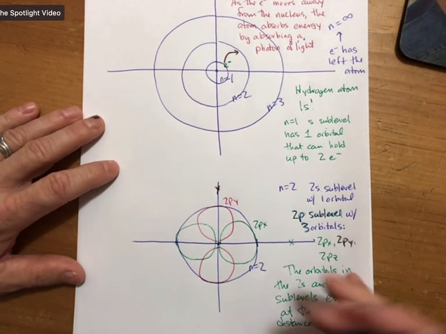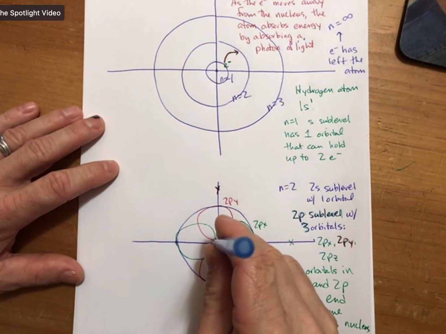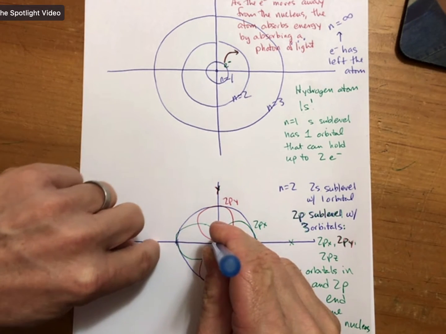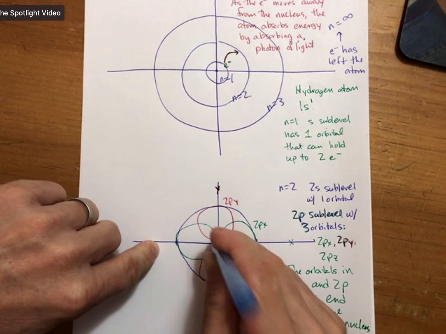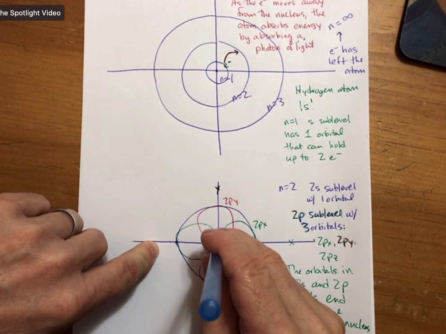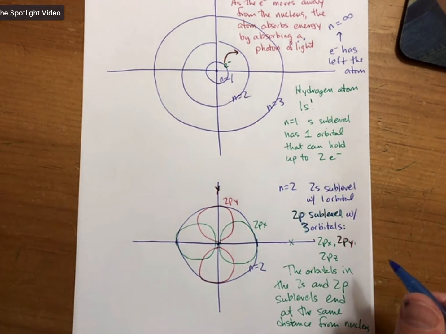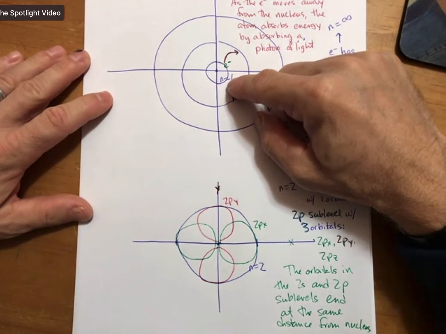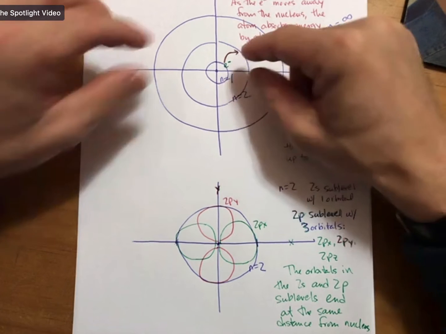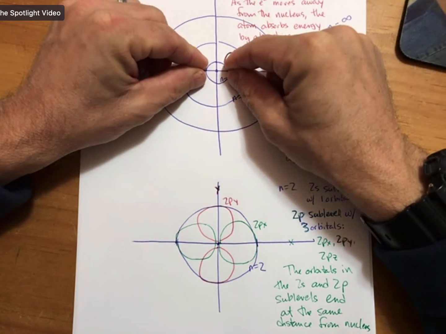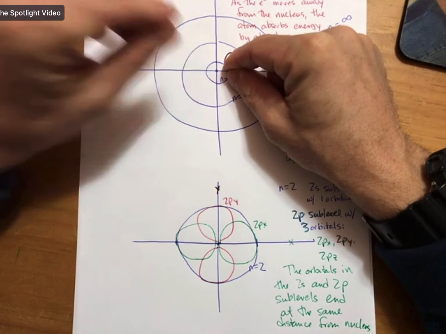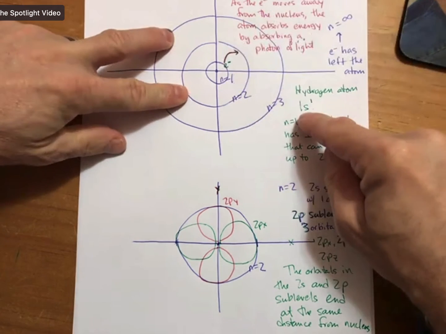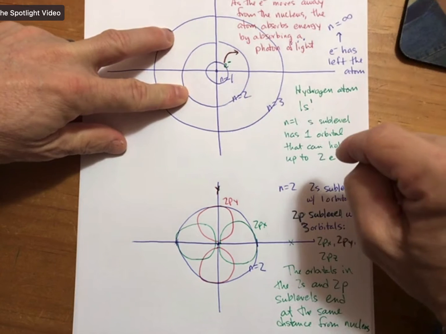So I guess I could draw the 2pz, but 2pz comes up out of the page and goes down below the page. So that's a little tricky to draw, so I won't. It just clutters the diagram, I think. But the idea is that for n equals 1, the space or the volume is small enough that you can only do a total of 2 electrons. And those are the 1s electrons.